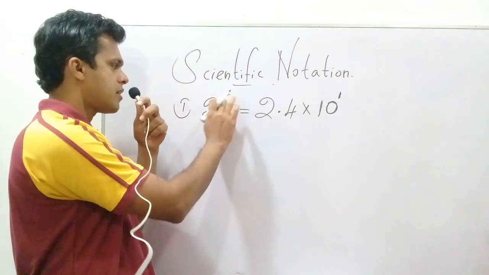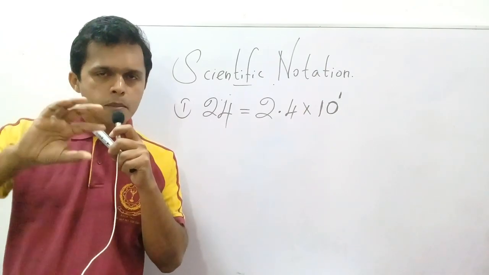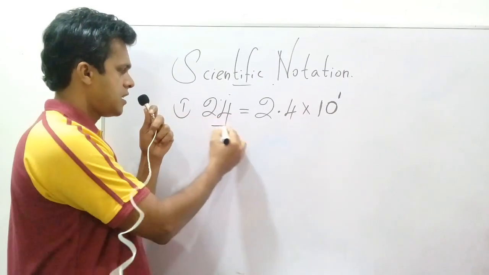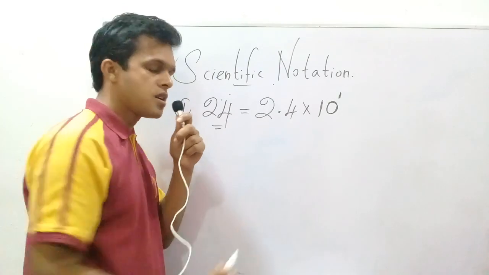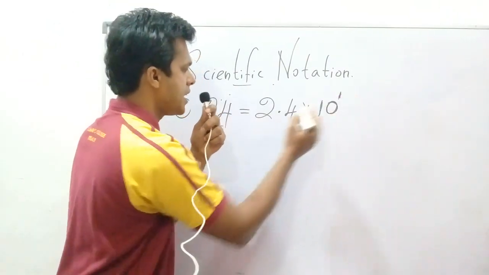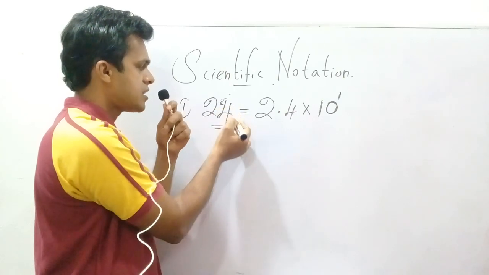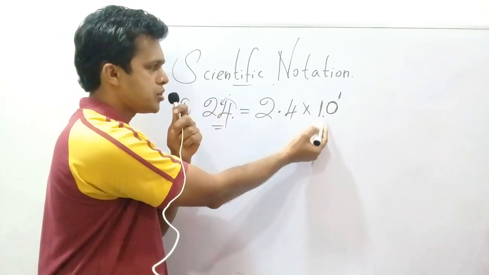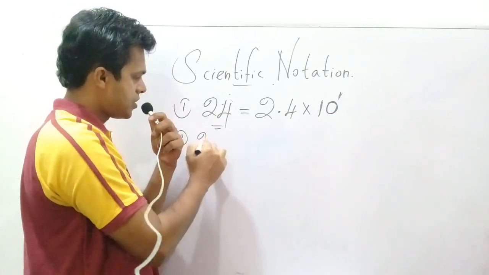When you write a given number in scientific notation, every time the decimal point should be kept between the first two digits. Here you cannot see the decimal point. When you write 24 in scientific notation, it is written as 2.4 into 10 to the power 1. Why do I write 10 to the power 1? The reason is the decimal point goes to the left side, passing one digit. When the decimal point passes one digit, it is written as 10 to the power 1.